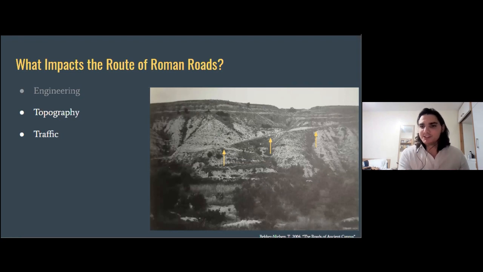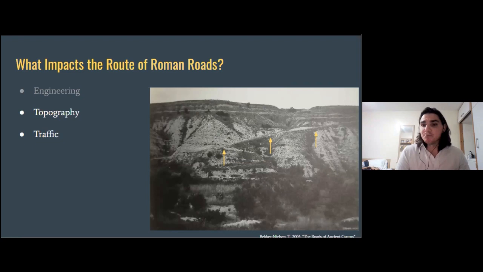For example, the image shown here is of a Roman road in Cyprus with a slope of 15 degrees. I've highlighted it in yellow, so it's quite hard to see, but it's this kind of road here. And although 15 degrees is feasible for pack animals, vehicles would have struggled. Therefore, we can infer that this road was likely not constructed to carry vehicles.